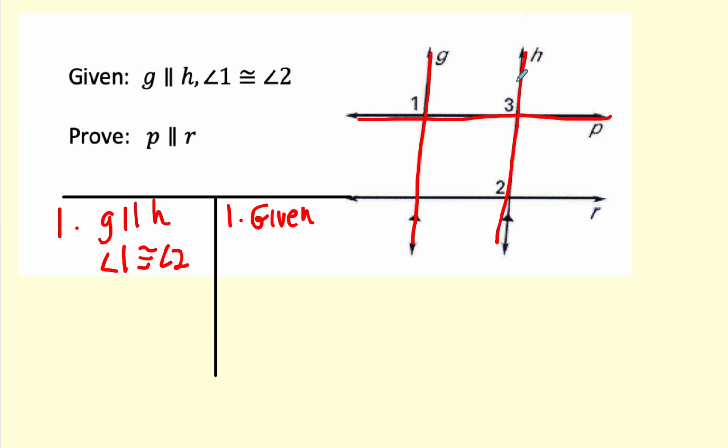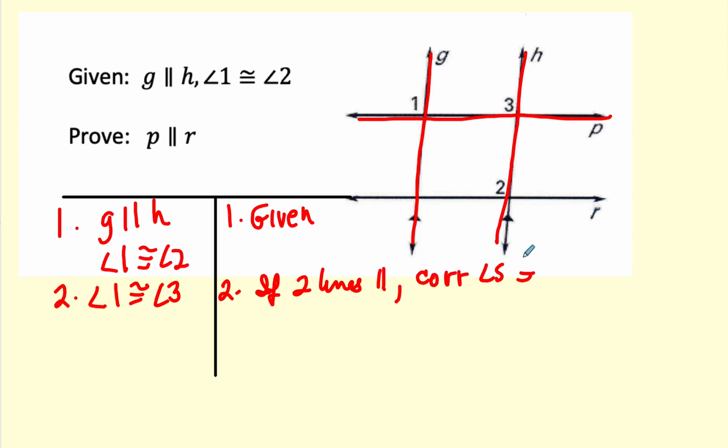Now, I have these parallel lines, and I have this transversal. And as soon as I see these parallel lines, I know something about angles 1 and 3. So I can say angle 1 is congruent to angle 3 because I've got parallel lines. If 2 lines are parallel, these angles are called corresponding. So corresponding angles are congruent. All right, and again, I'm noticing that angle 1 is here, angle 1 is here. So I can say angle 2 is congruent to angle 3, and that is the transitive property of congruence.